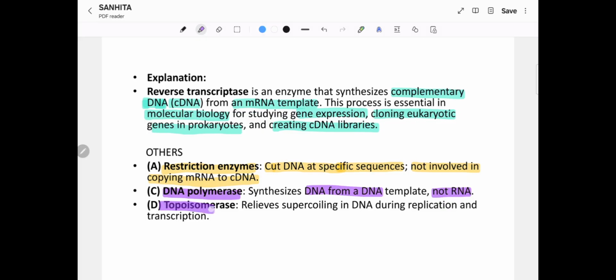Okay, and topoisomerase relieves supercoiling in DNA during replication. That means topoisomerase is also used in the DNA replication process. That is why I told you that you must know the functions of enzymes that are required for replication, transcription and translation. Okay, next, move to the next question.